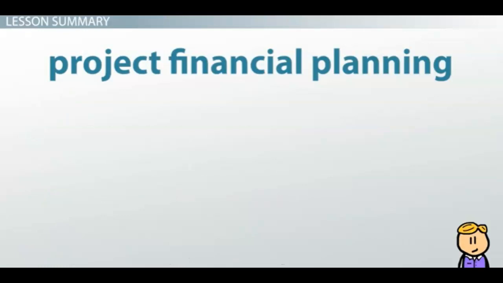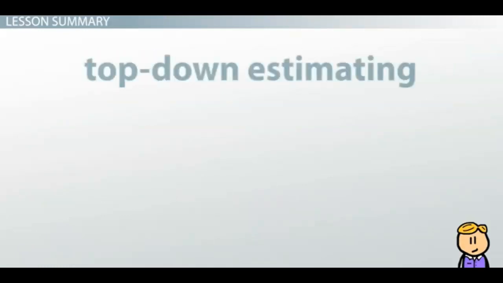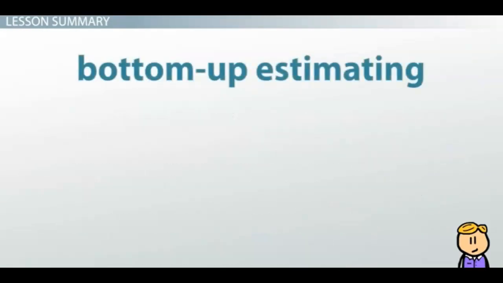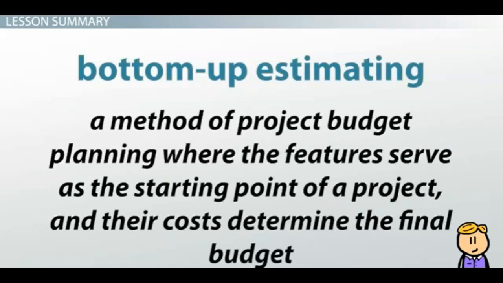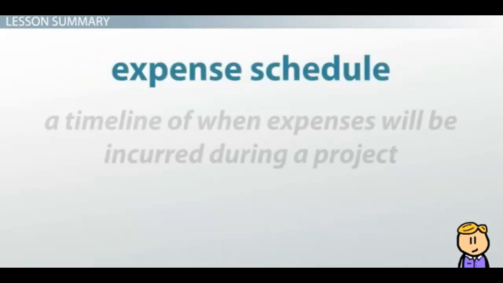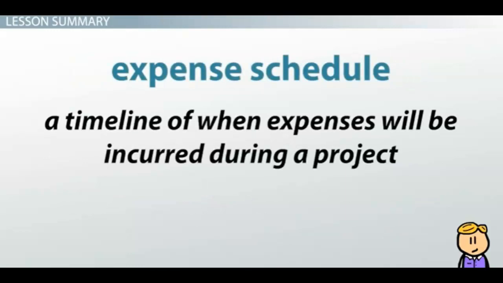Key concepts in financial planning include top-down estimating, a method of project budget planning where the starting point is the final cost of a project, and features are determined by what can fit into a budget. Bottom-up estimating, a method of project budget planning where the features serve as the starting point of a project, and their costs determine the final budget. Expense schedule, a timeline of when expenses will be incurred during a project.